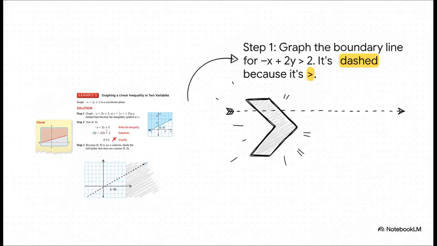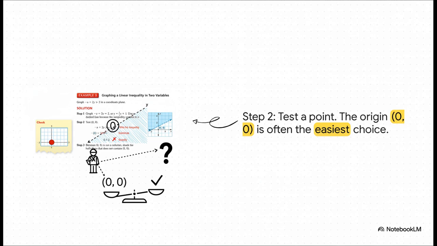Let's actually build one together. We've got -x plus 2y greater than 2. Step 1, we just pretend for a second it's an equation, and we graph that line. And because our symbol is just greater than, no equal to part, we draw our fence as a dashed line. All right, now for step 2, we need our scout. We have to pick a test point to see which side of the fence is the right one. And you know what? As long as the line doesn't go right through the origin, (0, 0) is always the easiest one to use.